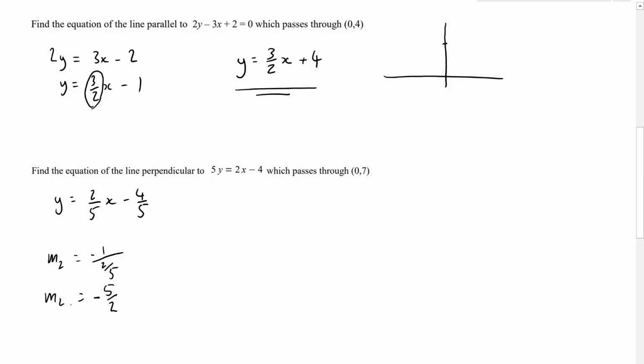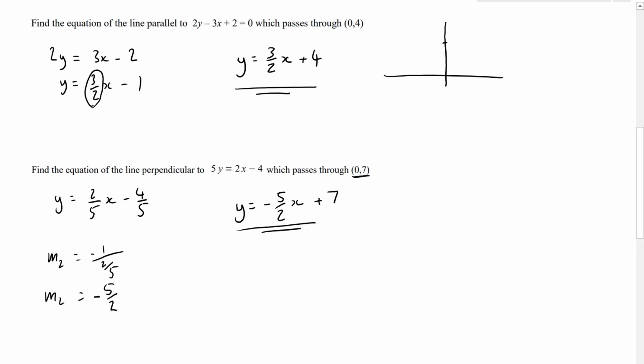I'm going to leave it as a fraction, and they've told us the point that it passes through. So this has to be y is equal to minus 5 over 2x plus 7. So this is your perpendicular line to this equation here.